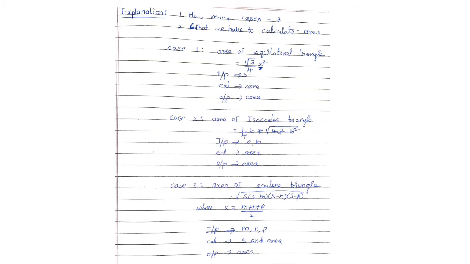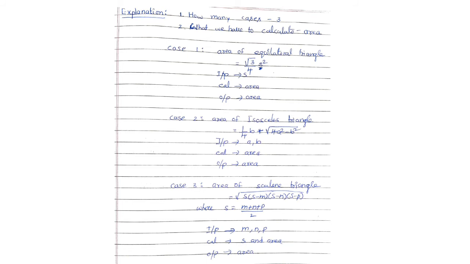Come to the explanation. How many cases? There are three formulas only. That's why we have only three cases. And what we have to calculate? We have to calculate the area of triangles. And what is the CV? That means control variable. In the question, they did not give any control variable. That's why we have to take the numerics as the case labels.